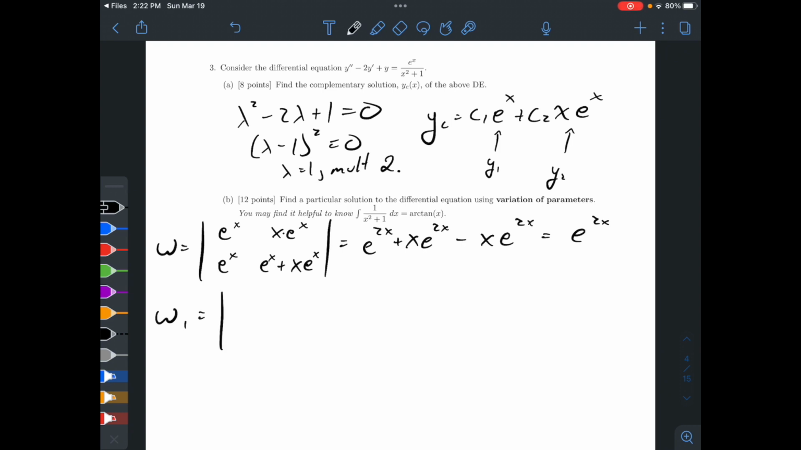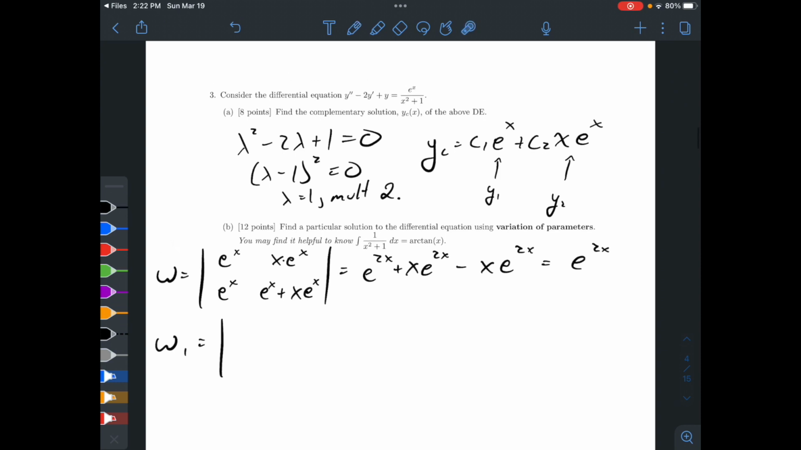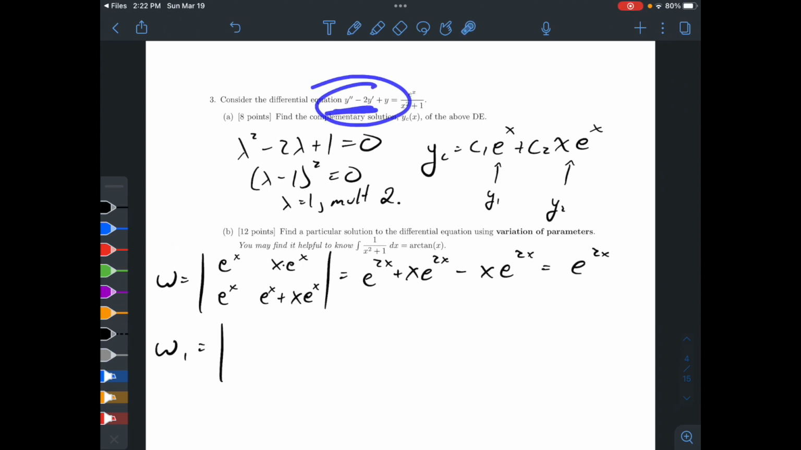W1, I replace column 1 with our answer column. Notice that this is already normalized for you. If there was like a 5 in front of the y double prime, we would have to divide everything out by a 5 just to normalize it, but it's already normalized for you, so we'll just go right ahead and put our answer column in. So this is our f of x, and then we'll do 0, and then our f of x for our answer column. And then keep column 2 the same.